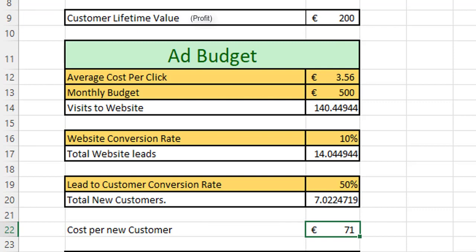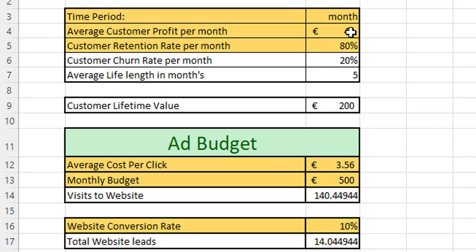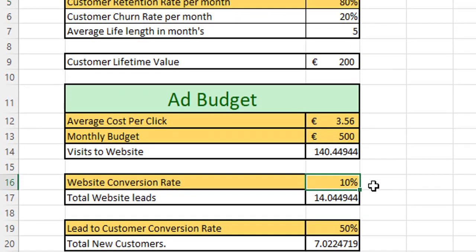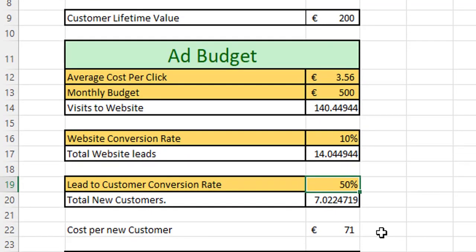Okay, and so again, how good are your estimates? How confident are you that the profitability is accurate? How comfortable are you that your retention rate is 80%? How comfortable are you with the 10% website getting it to the cart or the phone call stage? How comfortable are you with your 50%? So I certainly wouldn't be going up to 200 in terms of the cost per new customer, because we have a lot of variables in there, and I would always be cautious.